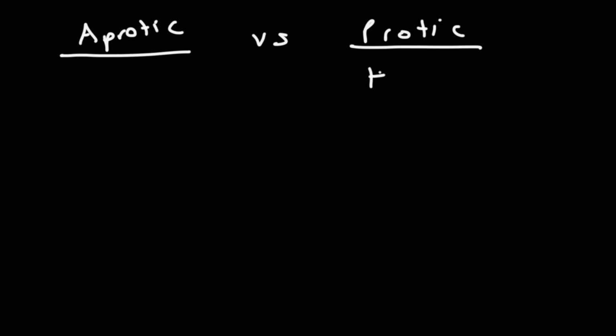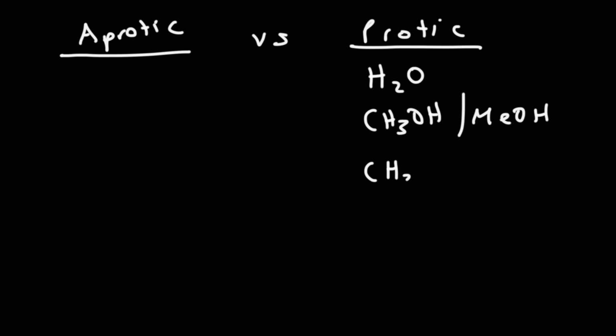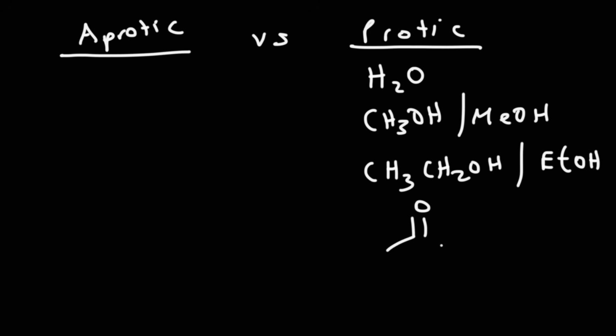So protic solvents are those that have hydrogen bonds, like water, methanol, also known as MeOH, Me for methanol. Ethanol is a protic solvent. You can write that as EtOH. Et stands for ethanol, or rather ethyl. Acetic acid, that's a protic solvent. Ammonia, it has hydrogen bonds, so that will be in the protic solvent category.